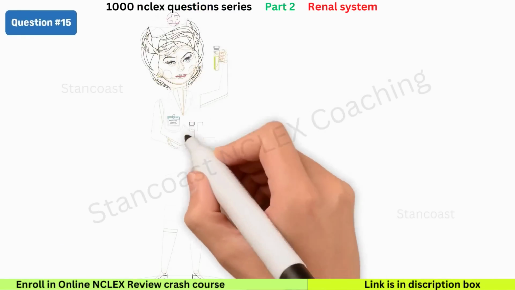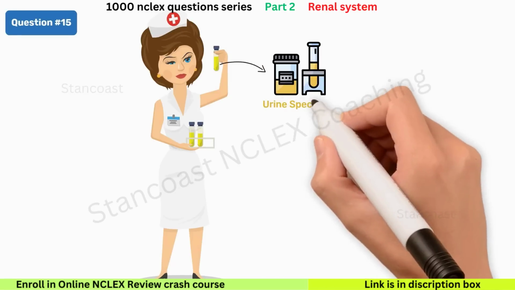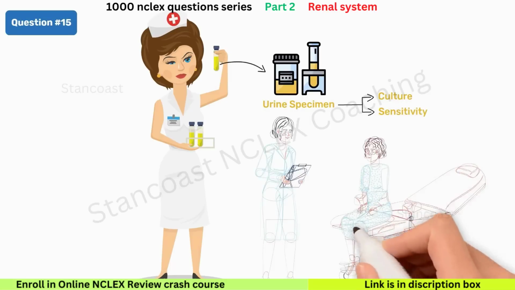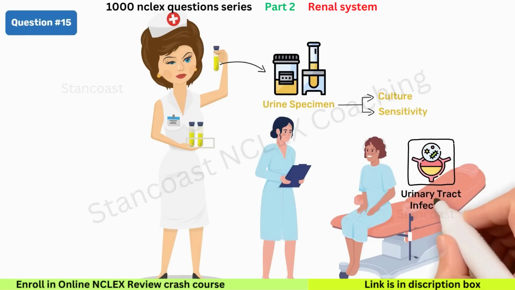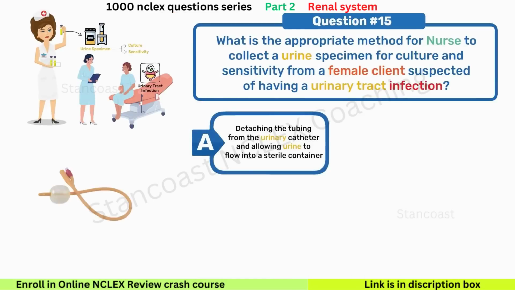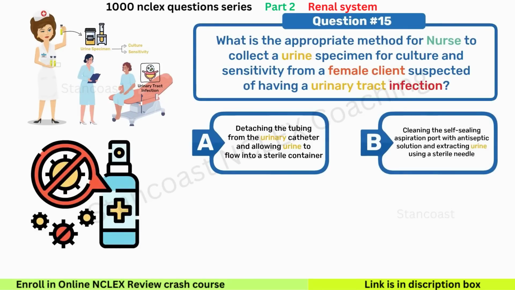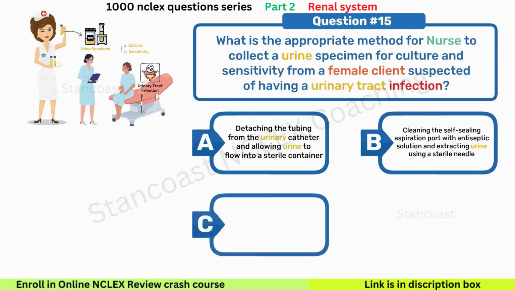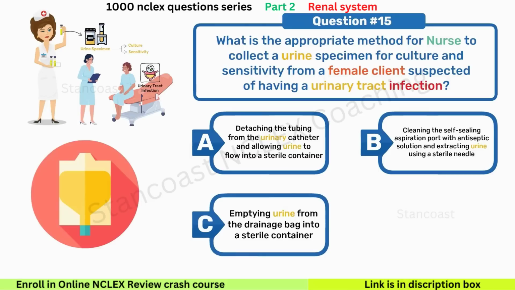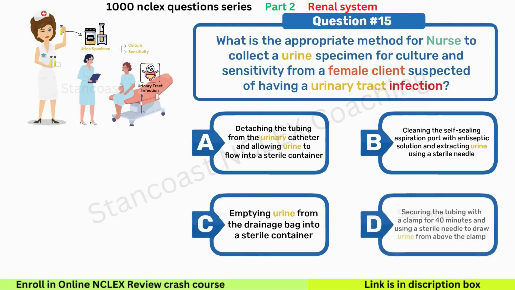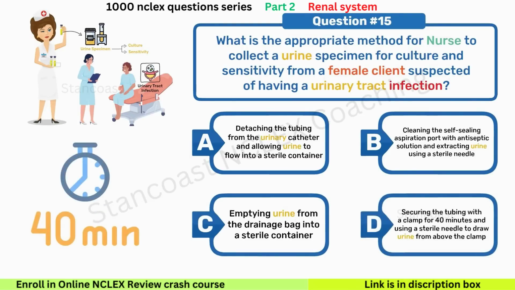What is the appropriate method for a nurse to collect a urine specimen for culture and sensitivity from a female client suspected of having a urinary tract infection? A. Detach the tubing from the urinary catheter and allow urine to flow into a sterile container. B. Cleaning the self-sealing aspiration port with antiseptic solution and extracting urine using a sterile needle. C. Emptying urine from the drainage bag into a sterile container. D. Securing the tubing with a clamp for 40 minutes and using a sterile needle to draw urine from above the clamp. Correct answer is B.